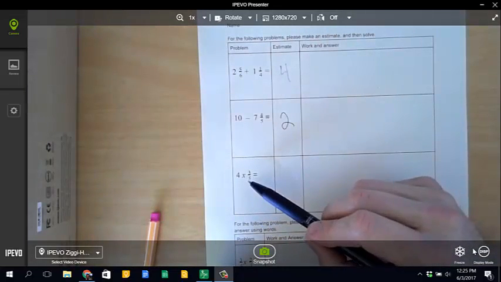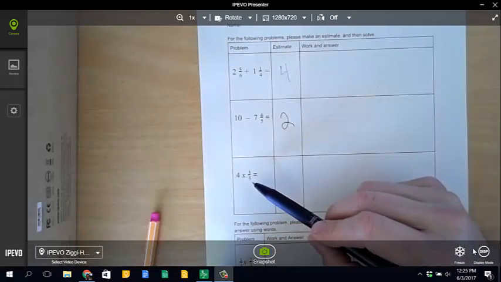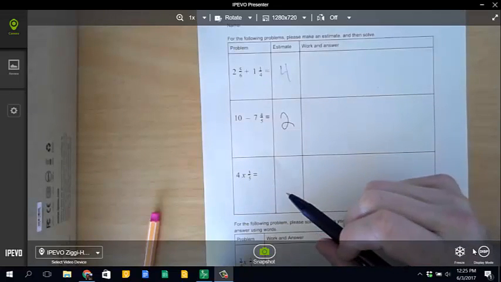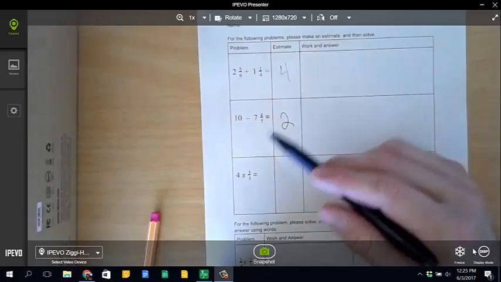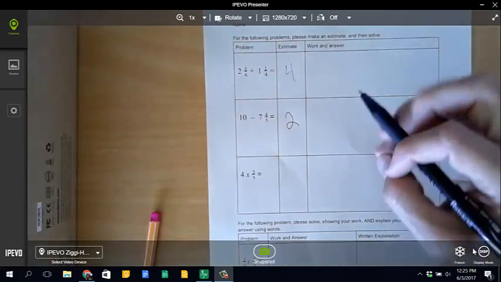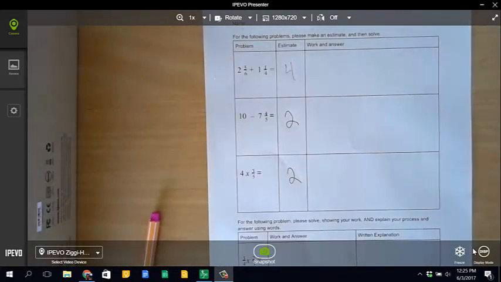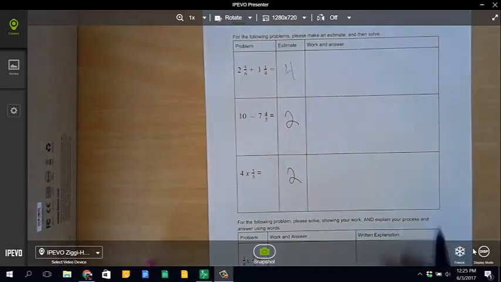And here I know when I have a whole number multiplied by a fraction, it's going to be less. And 3/5 is around a half. So I'm going to say that's probably around 2 too, because I know half of 4 is 2, so 3/5 is around a half, so I feel fine saying 2. I could say maybe 2.5 if I think about it. All right, now I'm going to work the answers out.